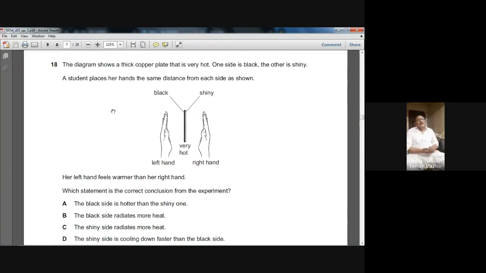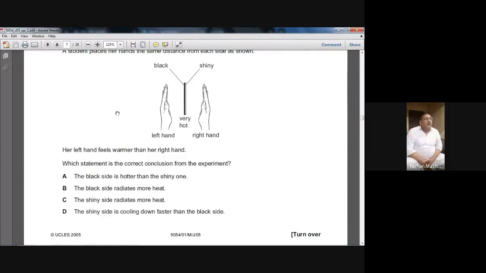You know, the right hand will feel less heat and the left hand will feel more heat. The reason is the left side of that plate is colored black, and black color is a very good emitter of infrared radiation. So because it's hot, it is emitting a lot of infrared radiation. That's why your left hand will be feeling more hot and the right hand will be less hot as compared to the left. On the right side, the color is shiny, and shiny is a bad emitter of infrared radiation. So less heat will be emitted from the right side. So black is the correct side. B part will be the answer, I think. The black side radiates more heat, that is true.